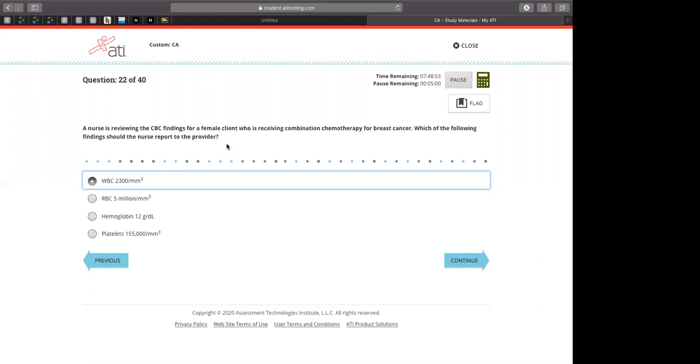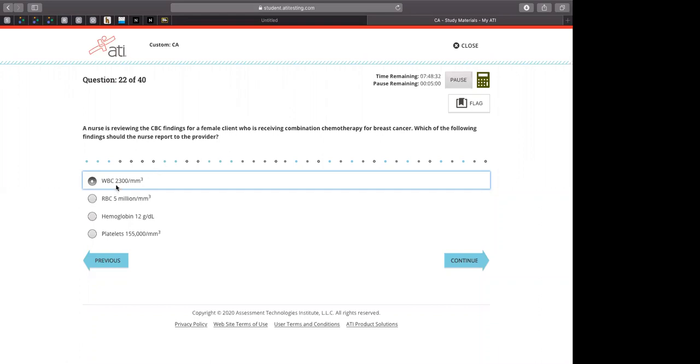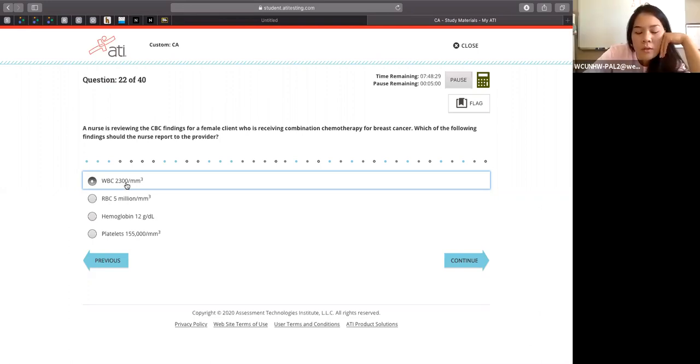So right there, it's only 2,300. Yeah, but normal white blood cells should be from 5,000 to 10,000. Anything below 5,000, they have a very high chance of getting infection. So if they have 2,300 white blood cells, that's very low. So they're probably going to put this patient in neutropenia precautions, but they need to talk to the doctor before. Does that make sense?